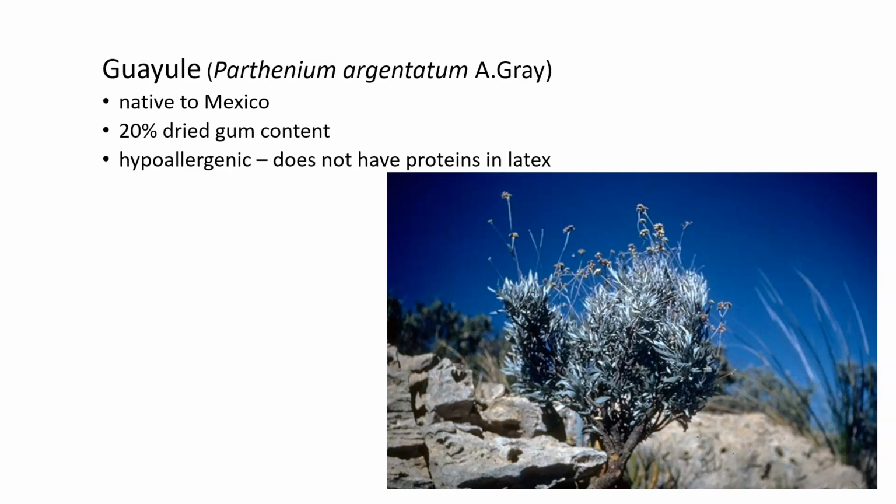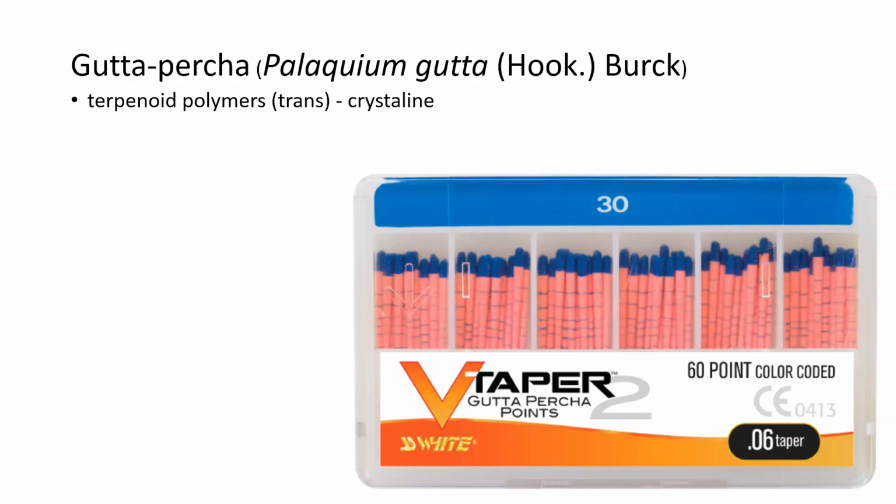There is a material called guayule, which is native to Mexico. It's got 25% dried gum content. It is hypoallergenic in that it does not have proteins in the latex, so it doesn't give you reactions. If you look at regular latex or regular rubber, it can cause you to break out in allergic reactions. Latex is often not used as much because people develop allergies to it. Things like latex gloves, black rubber compound, and other things. This is hypoallergenic.